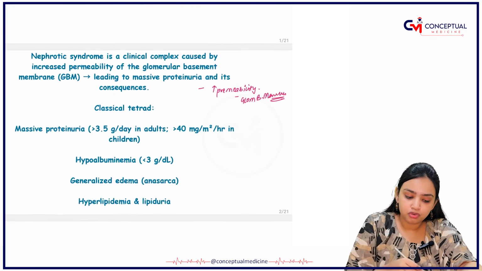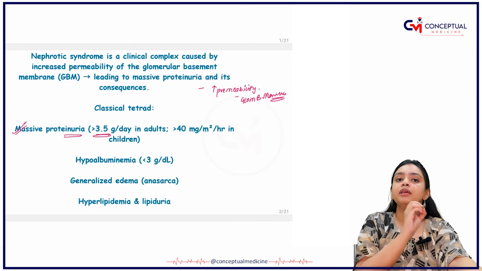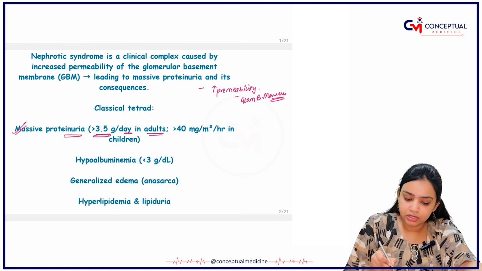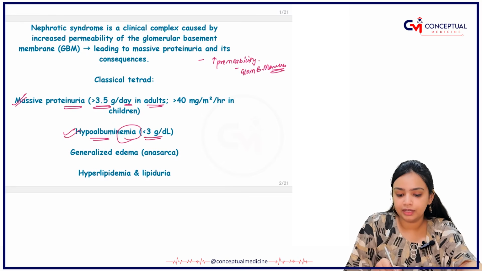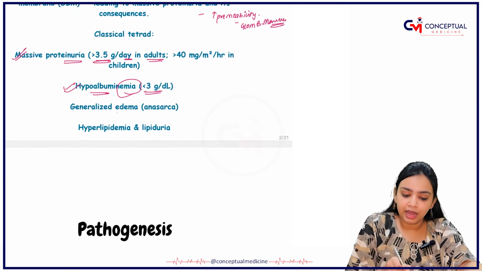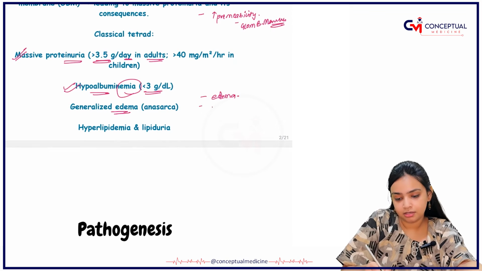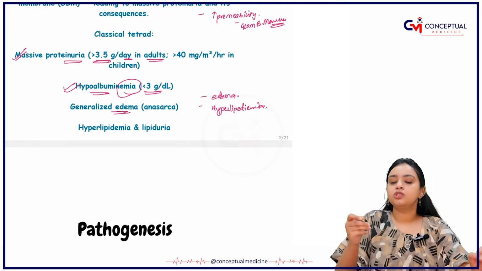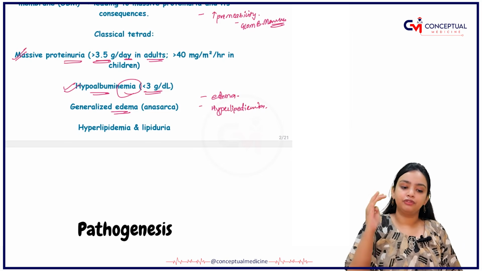You have certain features: there will be massive proteinuria, that is the level will be more than or equal to 3.5 grams per day in adults, and then you will be having hypoalbuminemia, that is less than 3, and then you will be having generalized edema and hyperlipidemia. So these are basically the things that you will be able to appreciate in nephrotic syndrome.